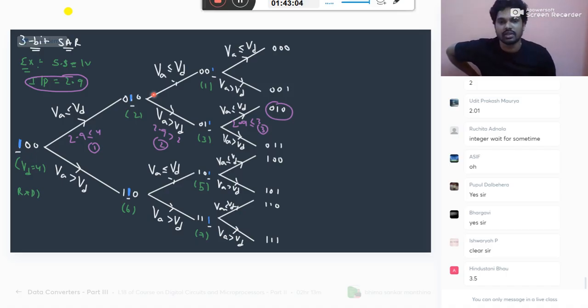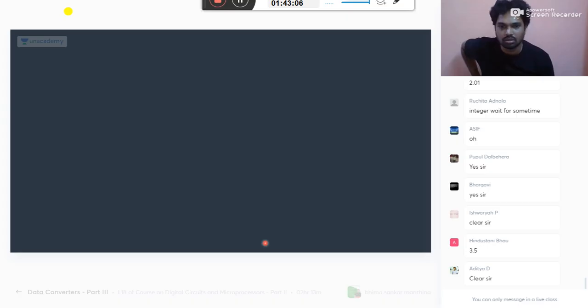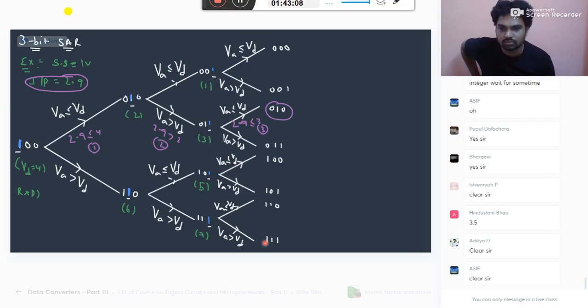So let's move to the next. If the input is an integer, what to do? I will tell you. Just wait. So let me give you a few points.